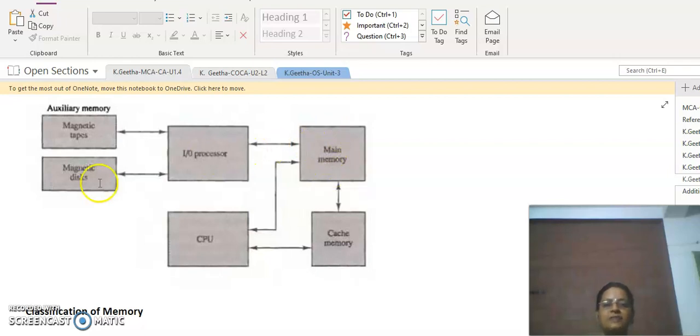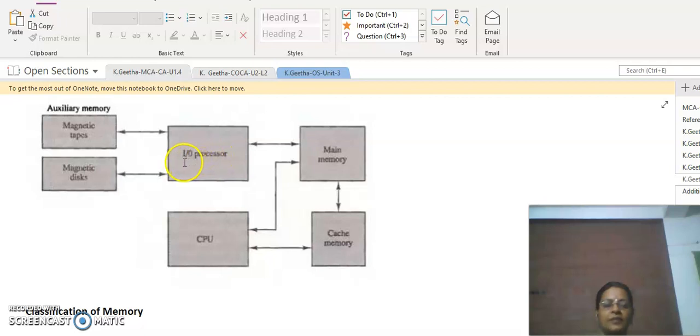For that purpose, it has to refer to the secondary memory. The secondary memory is also called auxiliary memory, and the main memory is called prime memory. So in this auxiliary memory, we can have different types of secondary storage devices like magnetic tapes, magnetic disks, like that. We can have any type of IO devices. So these storage devices all come under the auxiliary memory, and the information available in this secondary storage is going to be transferred to the main memory with the help of the IO processor.